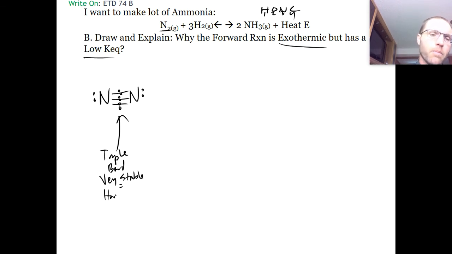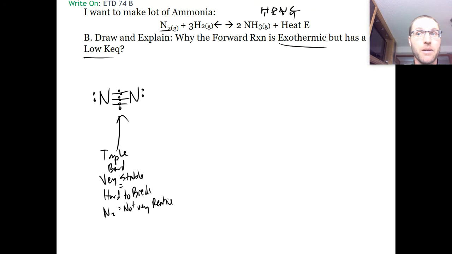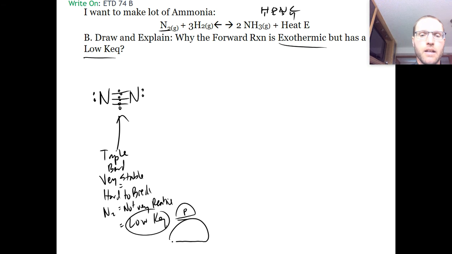And if it's hard to break, that's a crucial thing. If it's hard to break, that means that nitrogen gas is not very reactive. And not being reactive means that you're not going to break a lot of it to make ammonia. Oh, that's why this reaction has a low KEQ. It doesn't like to make product, right? It likes to stay as reactant. It's not very productive. And that's all because that triple bond in nitrogen gas is so stable.